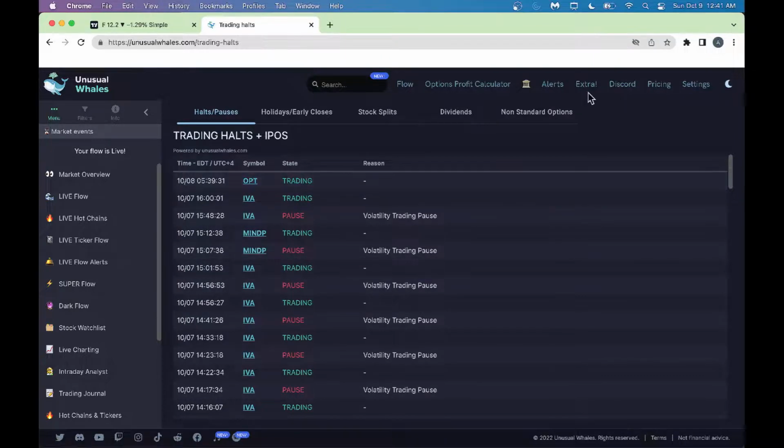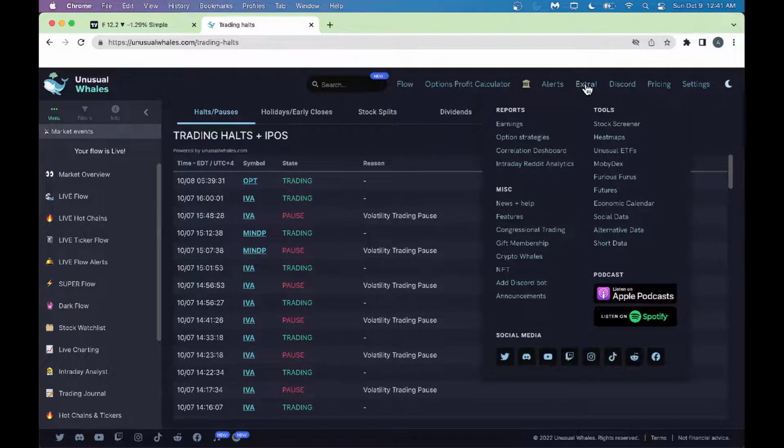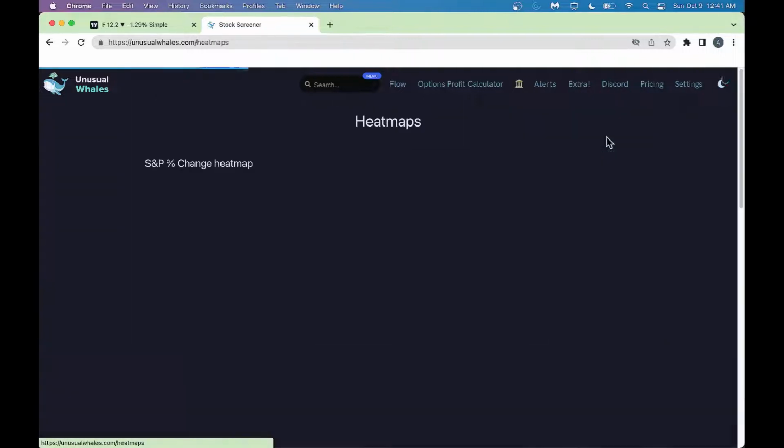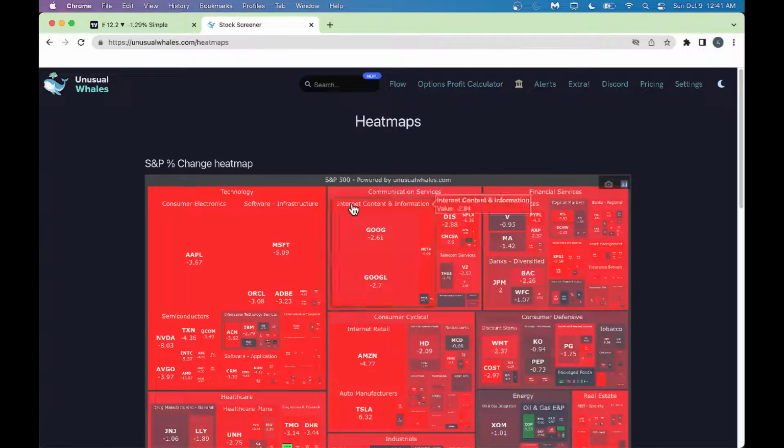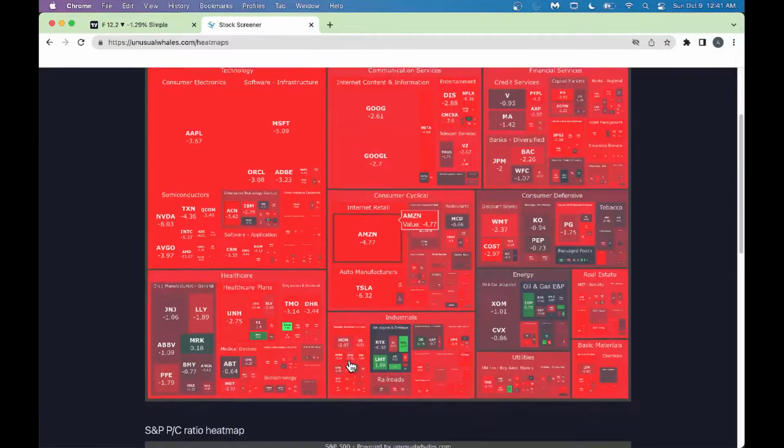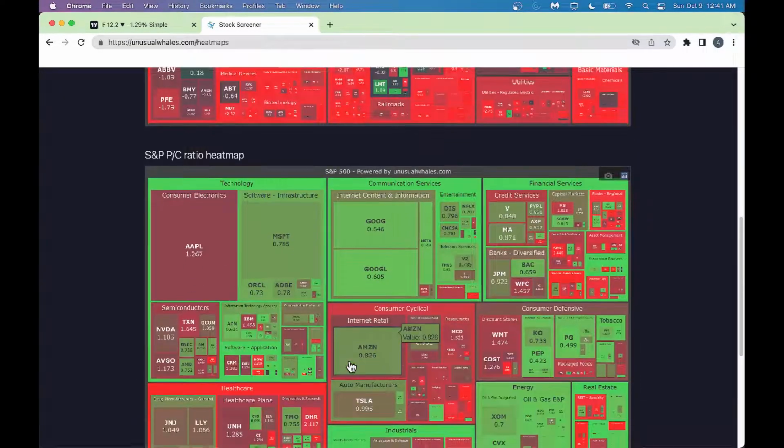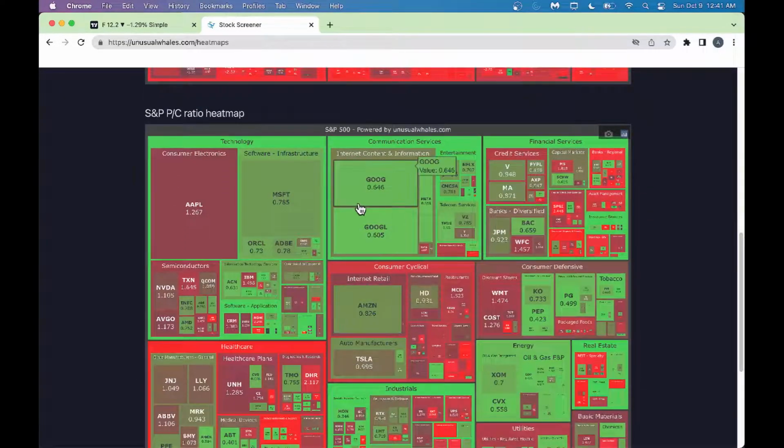And I also like their extra here. You could go into extra. For example, you could look at the heat maps. I like one of their heat maps here. For example, if I go in here, let it pull through here. We looked at this S&P 500 heat map, but more importantly, I love their put call ratio heat map.